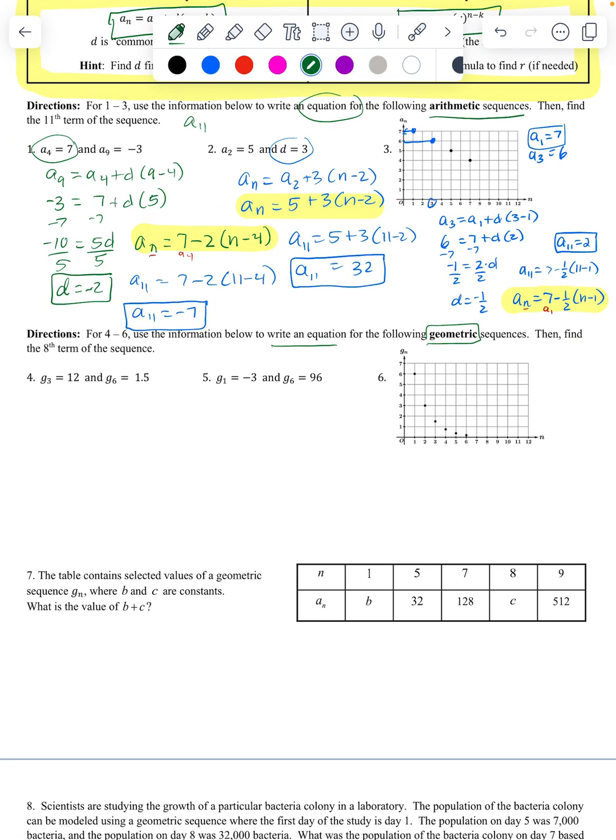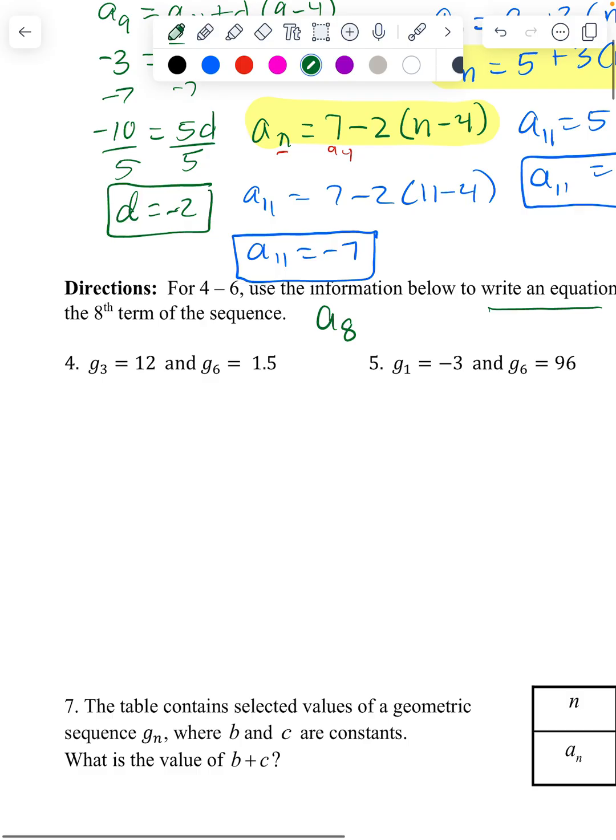And then find the 8th term. So here we're looking for a sub 8. That's the easy peasy part. I'll just plug in 8. First, I have to figure out the equation based on the information that I have.